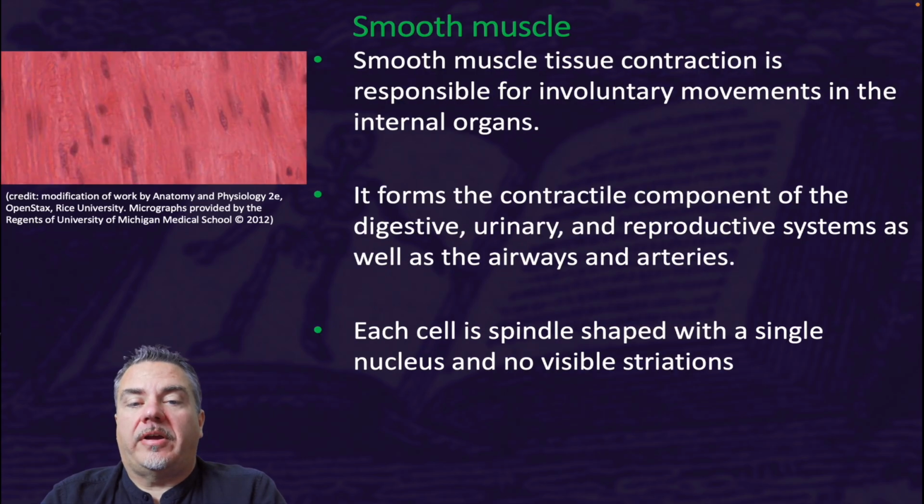Smooth muscle tissue contraction is responsible for involuntary movements in the internal organs. It forms a contractile component of the digestive, urinary, and reproductive systems, as well as the airways and arteries. Each cell is spindle-shaped with a single nucleus and no visible striation.